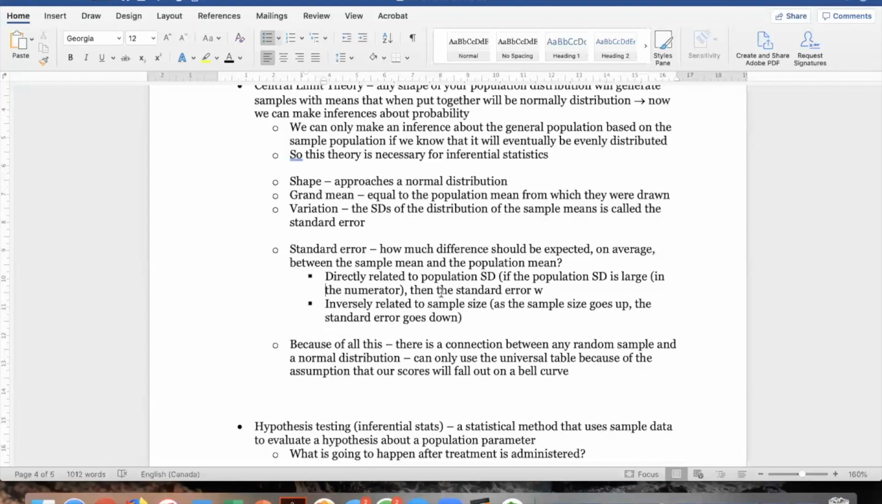So the sample goes up, the standard error goes. I know it's so confusing. I know you can see you guys blinking at me, and I'm just like, yeah, that's fine.